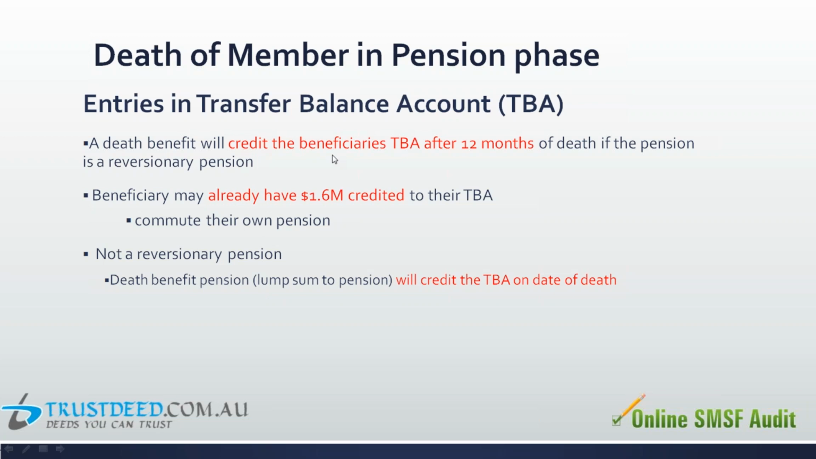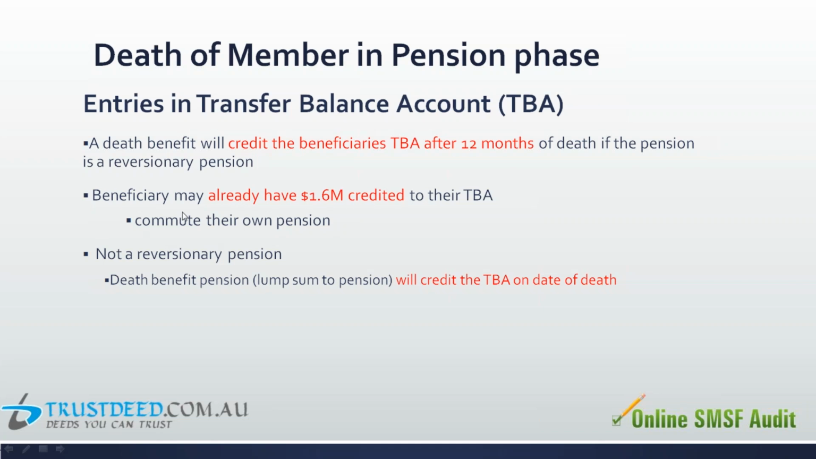So the benefit of having a reversionary pension is you basically get 12 months where you can have two transfer balance accounts, one of the deceased and one of the beneficiaries. So the income can actually increase the superannuation interest of the deceased member.